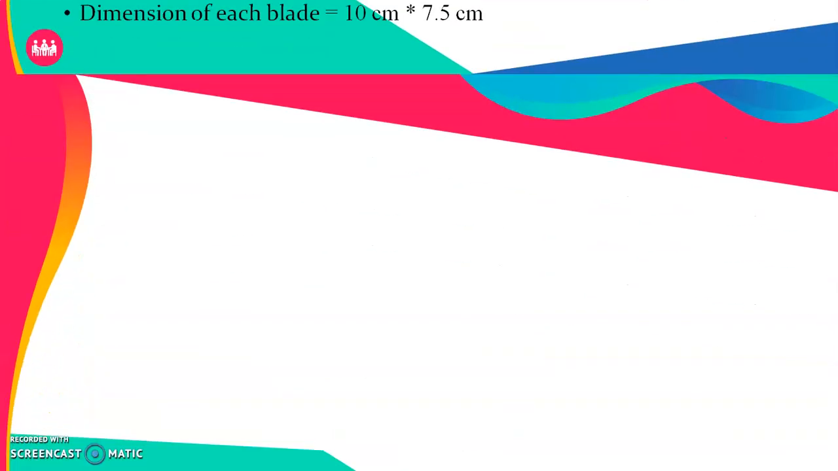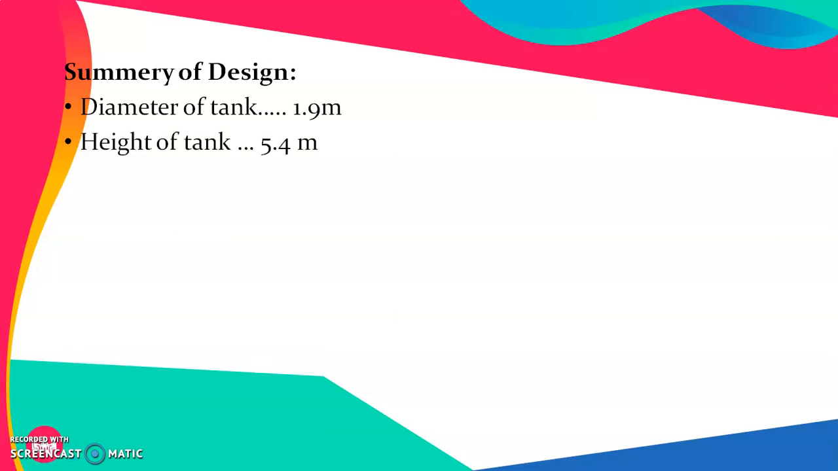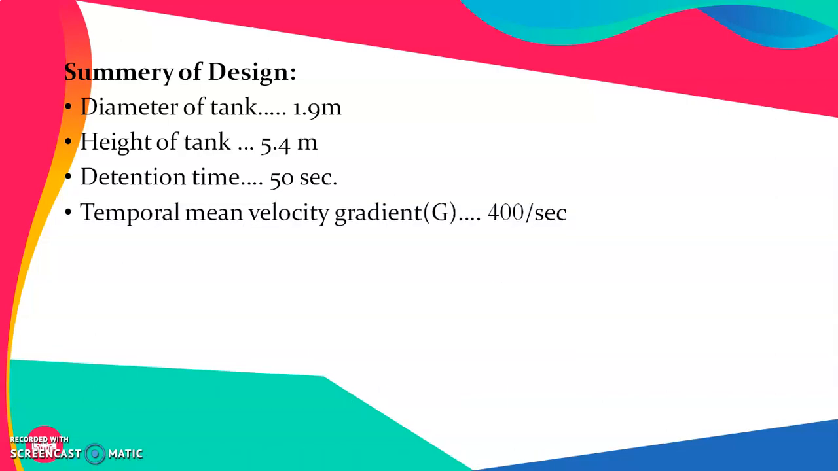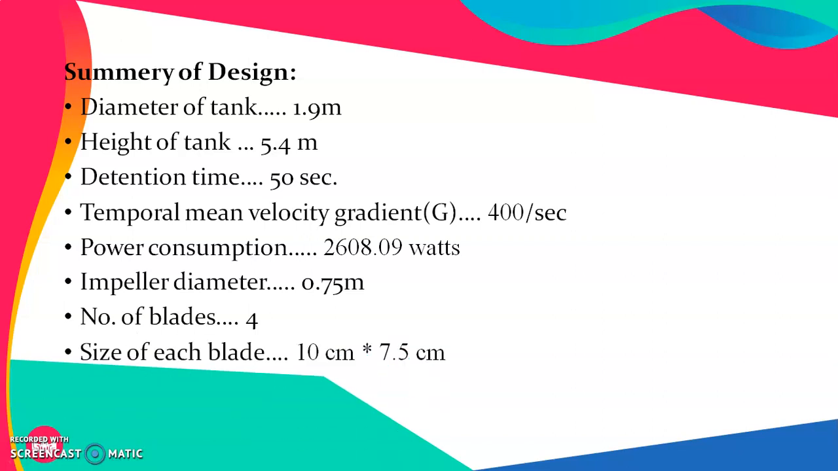So this is the whole design of a flocculator. So the summary of design: the diameter of tank will be 1.9 meter, height of tank will be 5.4, detention time 60 seconds, it is typed by mistake 50 seconds, but it is 60 seconds. Temporal mean velocity gradient 400, power consumption 2608.09, impeller diameter 0.75 meter. We are providing 4 blades of size 10 centimeter by 7.5 centimeter, while the speed of rotation will be 150 rpm.